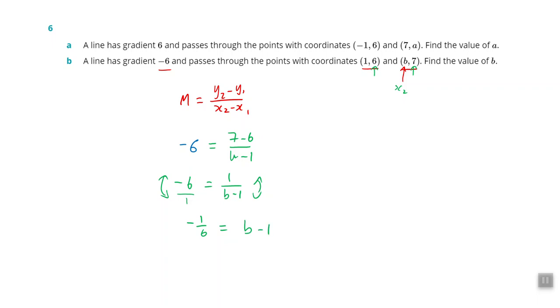All I need to do is simply add 1 to both sides. So b would equal 1 minus 1/6. What I've done here is moved the 1 over, so it becomes positive. So b equals 1 minus 1/6, which equals 5/6, because if you take 1/6 away from a whole, you're left with 5 out of 6. Hopefully that gives you an idea of how to approach questions like 6b. It's just a matter of plugging in what you know and solving for the unknown.